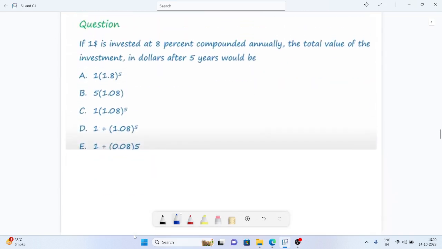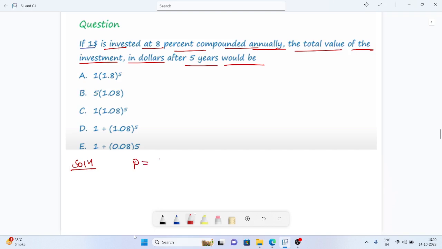Done. Okay. So what the question says: if $1 is invested at 8% compounded annually, the total value of investment in dollars after 5 years would be. So he asked for the amount he gets after 5 years. Here you tell me what is the principal amount. The principal amount is $1, right? What is the rate of interest? It is 8%, means 8. Compounded annually means what is the value of n? Equal to 1, and t is already given in years, which is 5 years.